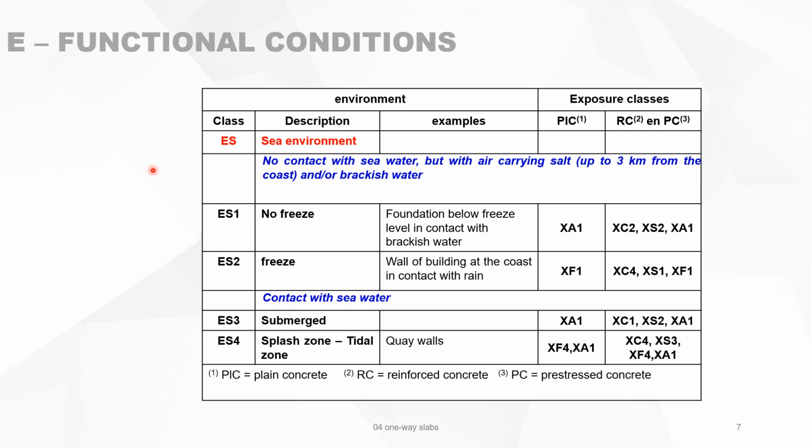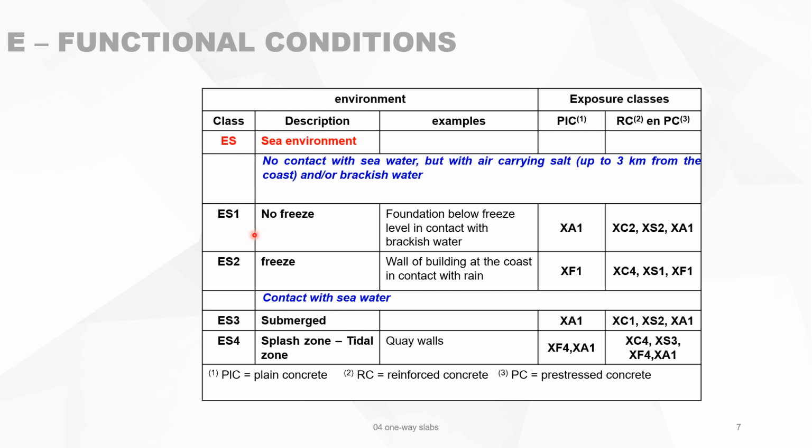Then you have the environmental group with contact with the sea environment. You have 2 different partitions in it. There is no contact with seawater, but with air carrying salt, and there is another group in contact with seawater. Contact with air carrying salt is defined by a region up to 3 kilometers from the coast, or when you are in the vicinity of brackish water.